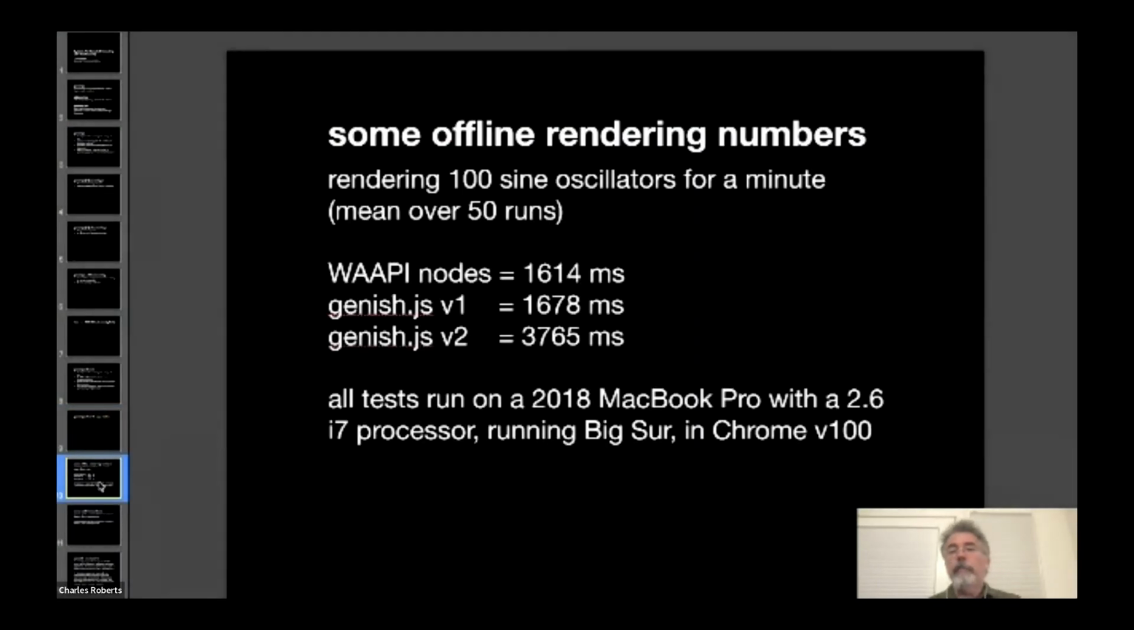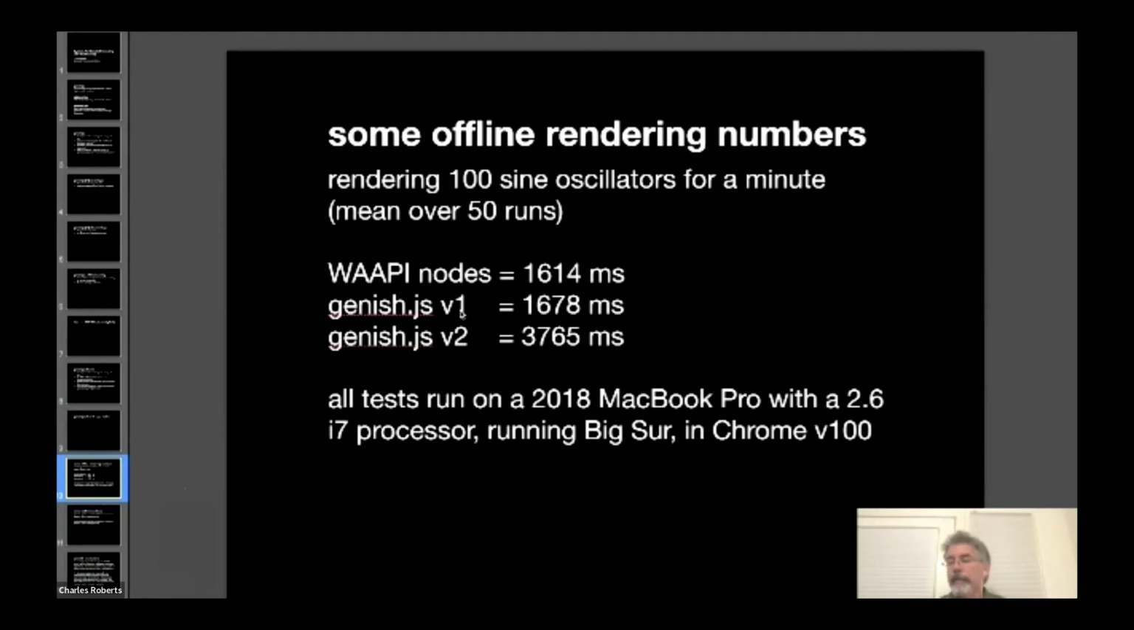So some offline rendering numbers. When I did this with an offline audio context, 100 sine oscillators rendered for a minute over 50 runs. You can see the results right here. The WASM version is a little more than 2 times slower than the JavaScript version.